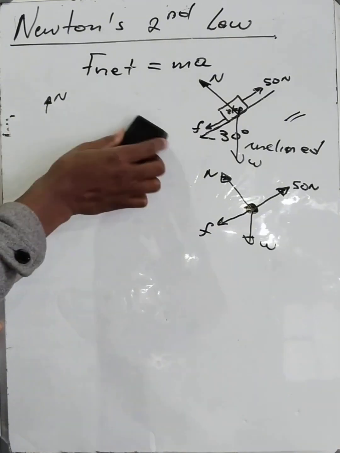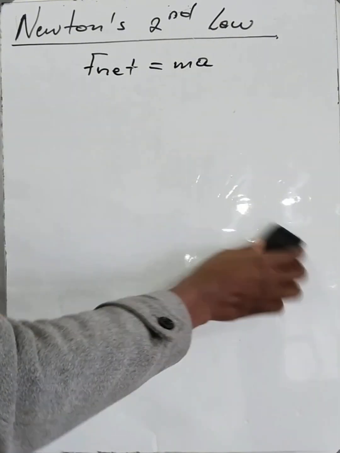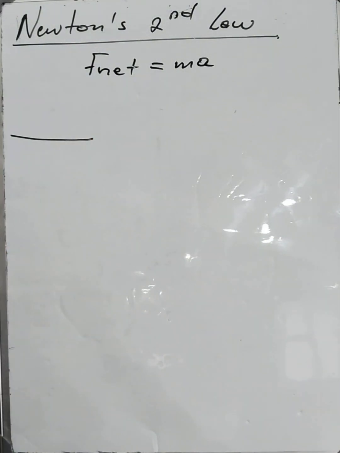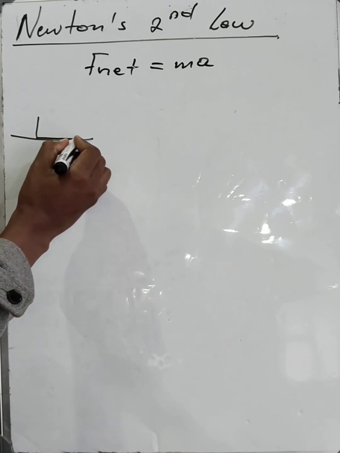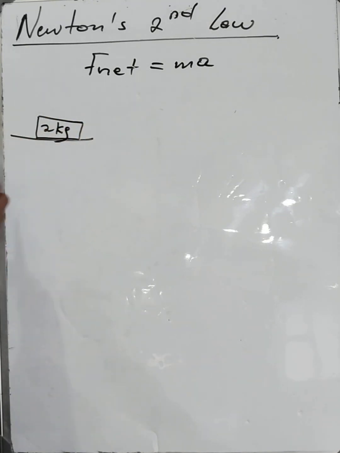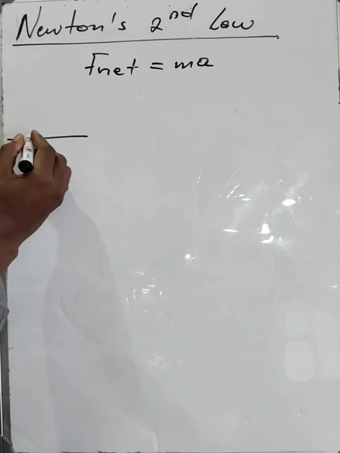Now, let's draw different free body diagrams and see which questions can be asked in each free body diagram. Okay. Now we have the object on the horizontal surface, which is 2 kg. Then the force is applied.